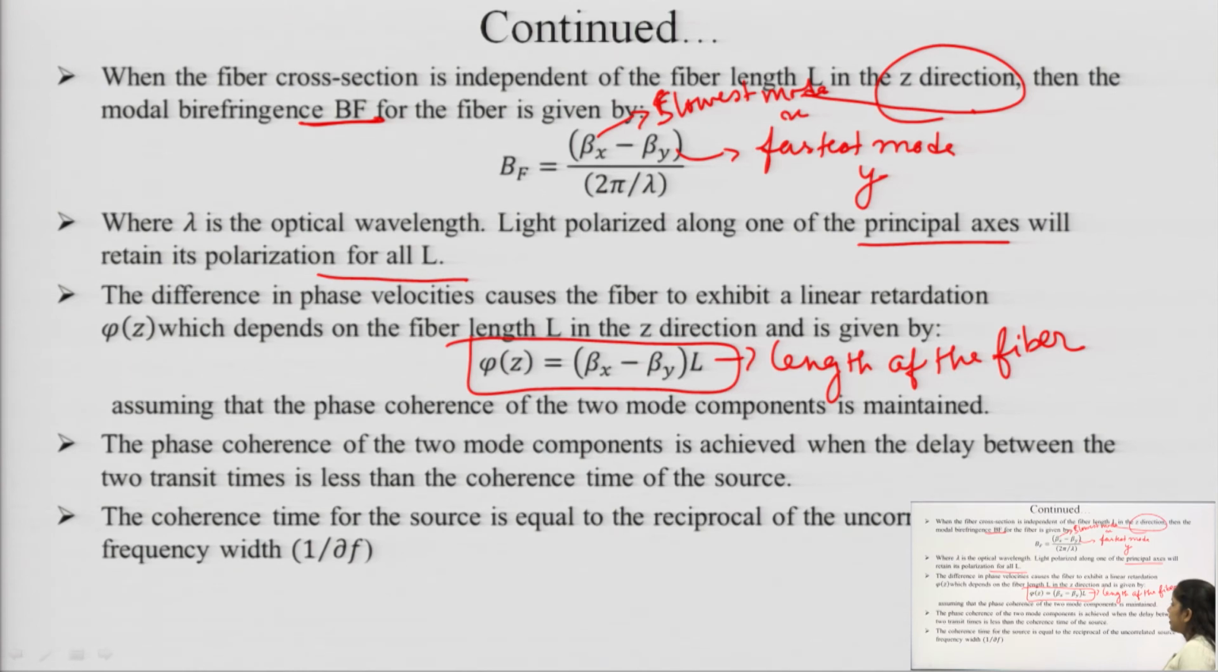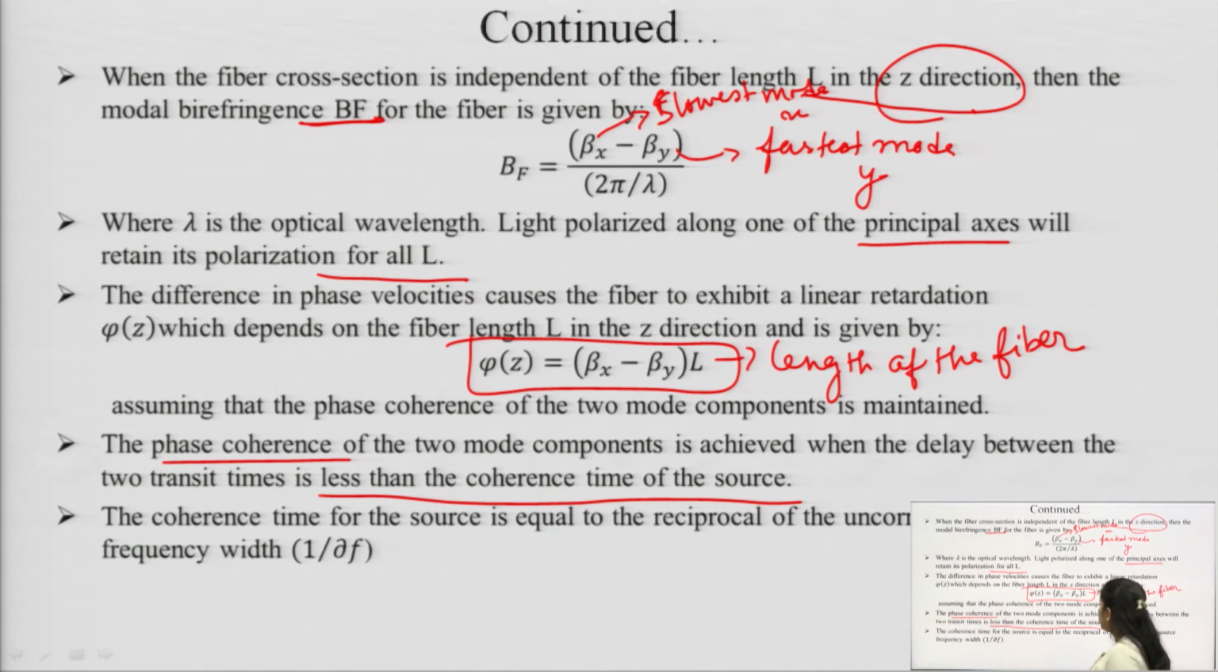The phase coherence of the two mode components is achieved when the delay difference between the two transit times is less than the coherence time of the source. So, how to achieve the phase coherence? It is given here, and this can be achieved when the delay difference of the two transit times is less than the coherence time of the source.